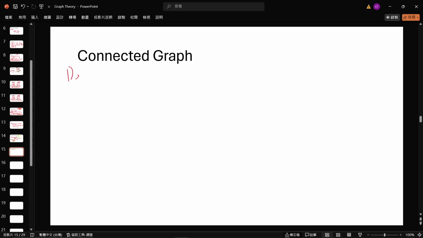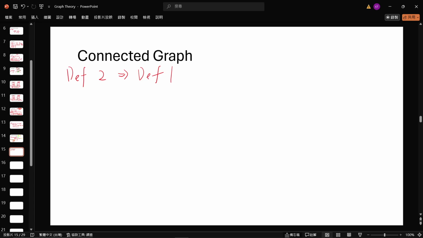So definition 2 implies definition 1. Recall that definition 2 is like a stronger definition. It requires that for every 2 vertices, there's a path. So very, very strong. But for definition 1, we only need to find one specific vertex such that this vertex can be connected to every other vertex in the graph. So this is a rather weak one. A stronger one implies a weaker one.